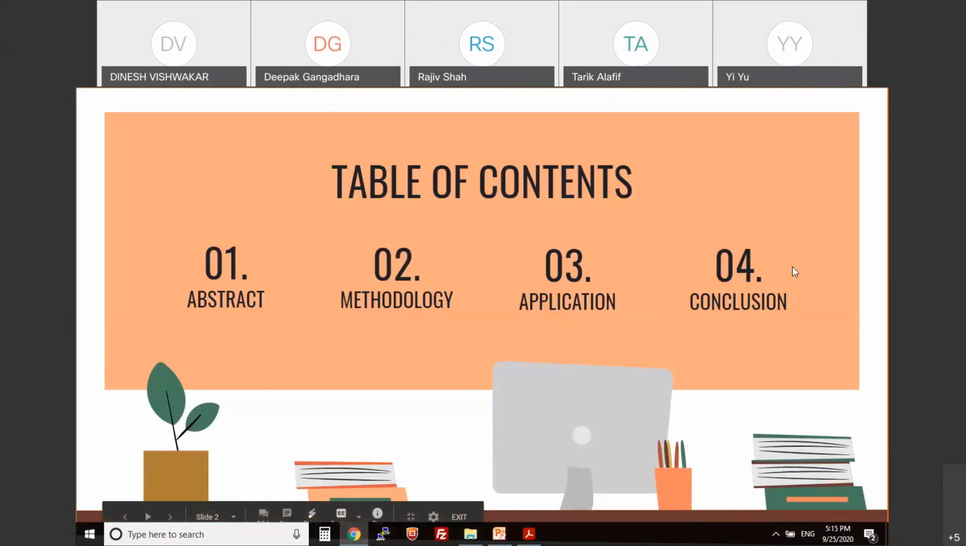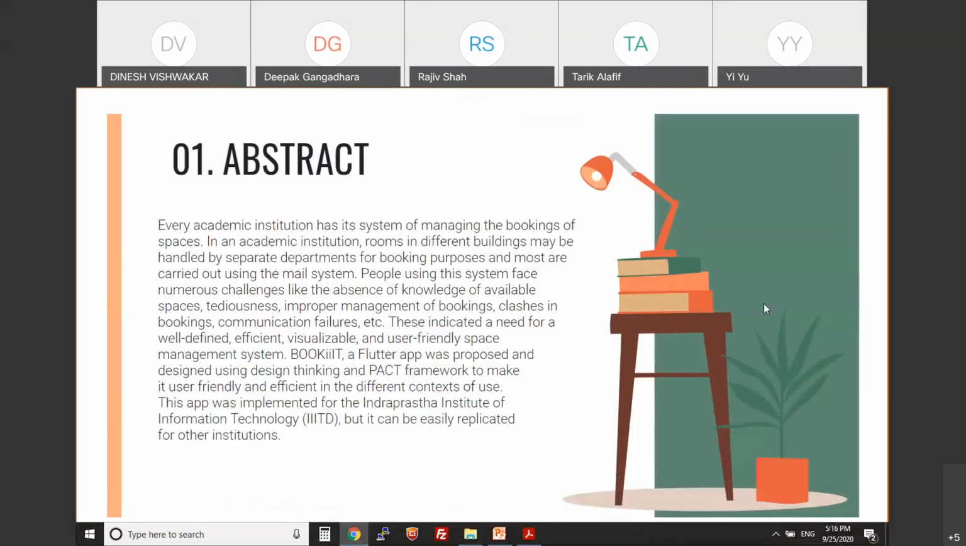Now there are four contents of this presentation. We will go quickly through one by one. First, the abstract. Next slide. Every institution has its own system of booking spaces. Mostly it is done through a mail system. So what's the need of this new venue booking system? The need arises from challenges like absence of knowledge of available spaces, tediousness, improper management of bookings, clashes in bookings, communication failures, etc. These indicated a need for a well-defined, efficient, visualizable, and user-friendly space management system.